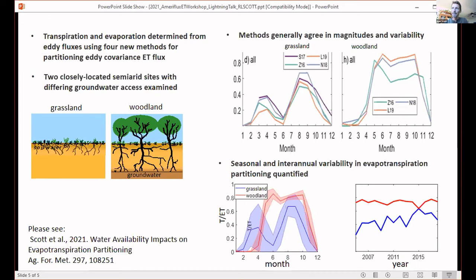We also looked across the years, the 15 years that we looked at for this study, and we found that T to ET was generally increasing across the years for the grassland site as water availability or precipitation increased, whereas at this non-water-limited site with access to groundwater, T to ET was quite consistent. And that's it for me.